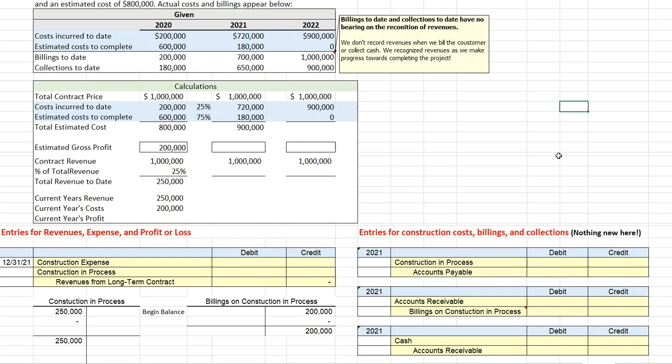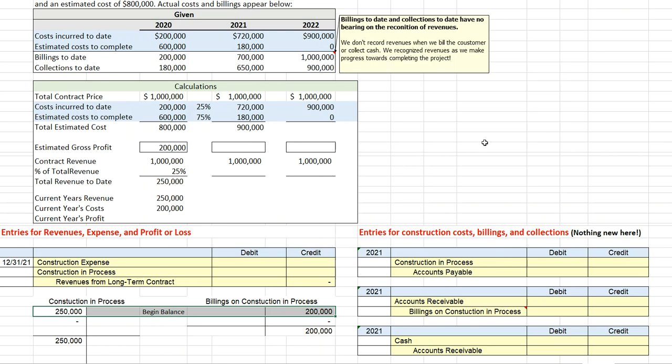The first thing we're going to want to do at the beginning of year 2 is pick up our beginning balances for construction in process, and on our contra account, the billings on construction in process. So we've picked those up. Let's go ahead and see what happens in year 2.